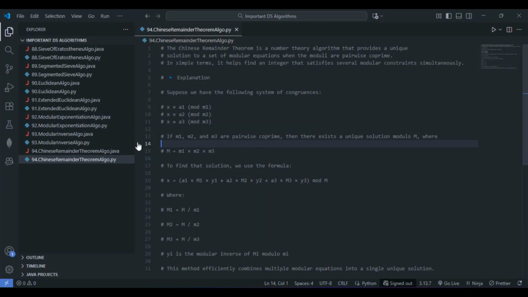Hello everyone. Previously we had discussed the topic of the modular inverse algorithm. Today we'll be discussing the Chinese remainder theorem, which is an extension to the modular inverse.